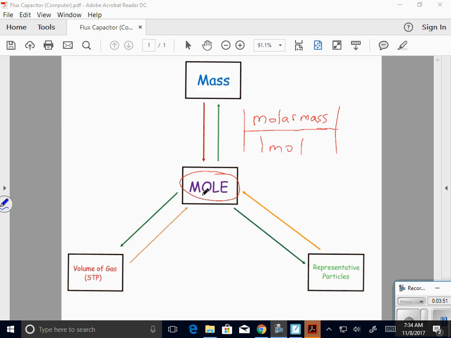If I'm doing the flip side, folks, on the other side, if I'm going to mass and I'm going down on the red arrow there, I'm going to have on the top 1 mole and on the bottom the molar mass. So that is this part of the flux capacitor that you should have got from the video, and hopefully you have already had that copied down, that is just a review for you.